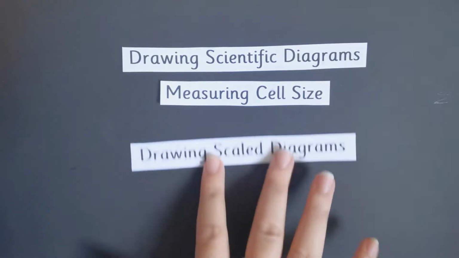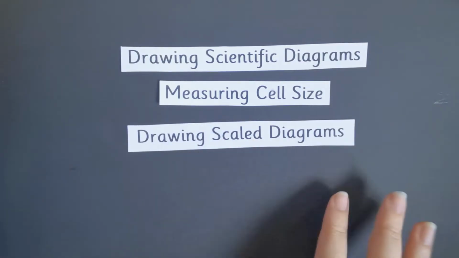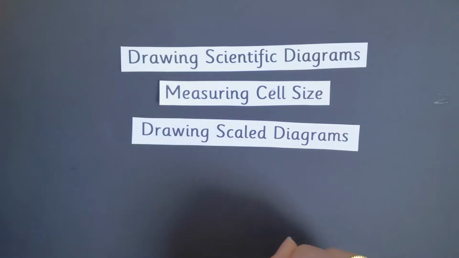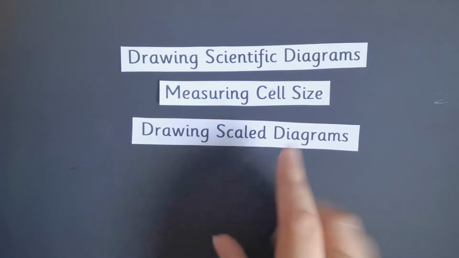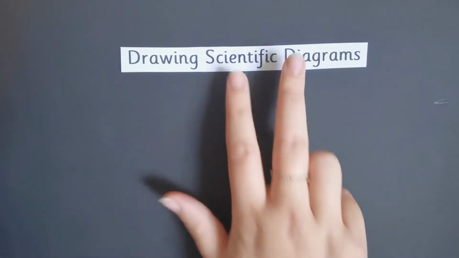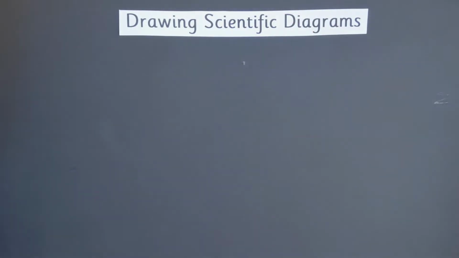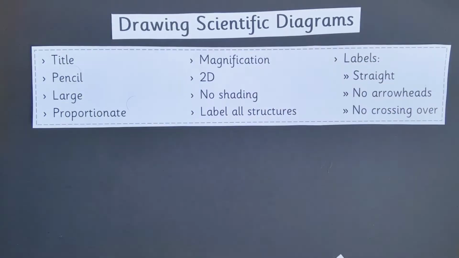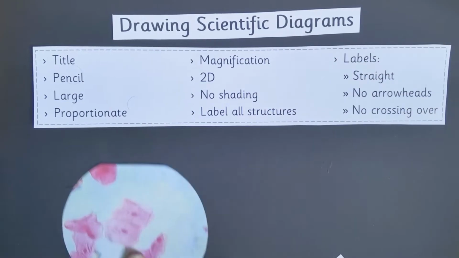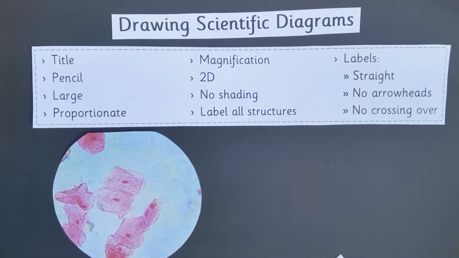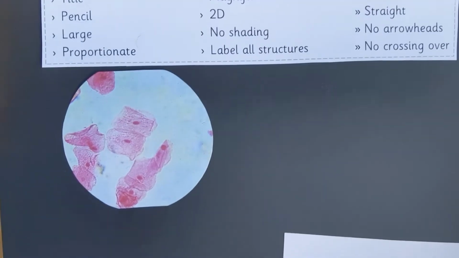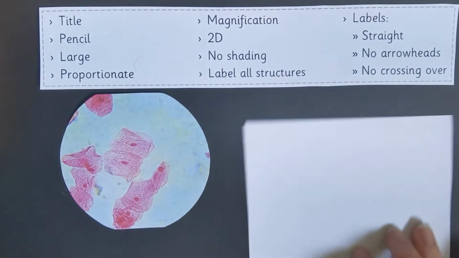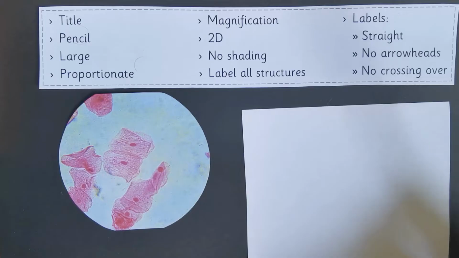And then lastly, we're going to put it all together and I'm going to show you how to draw a scaled diagram. So let's get started. Alrighty, so first things first, let's go through the basics of drawing scientific diagrams. Now, there's a bunch of criteria that need to be met to draw a proper and accurate scientific diagram, and I've got those on the screen here. Now, to teach you these criteria, we're going to be drawing the picture that you can see on the bottom left as a scientific diagram.